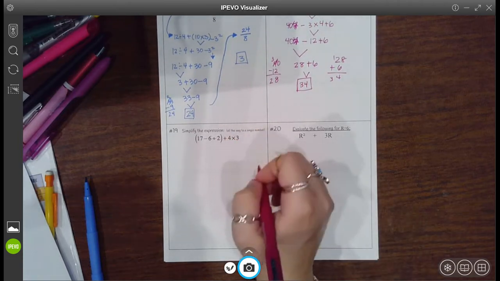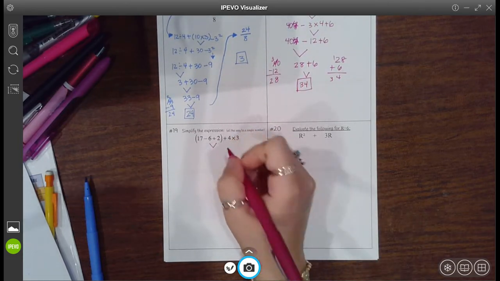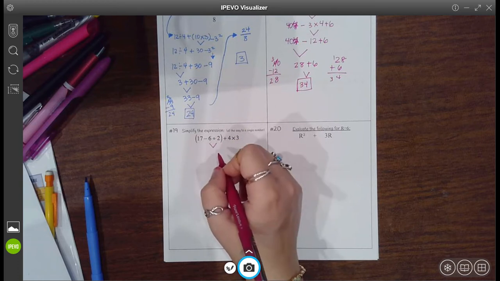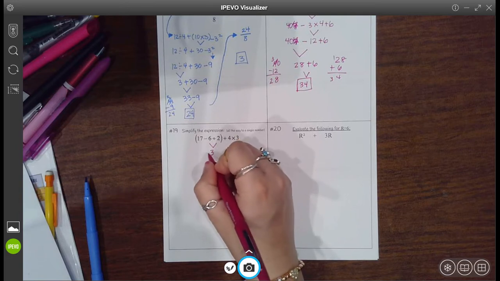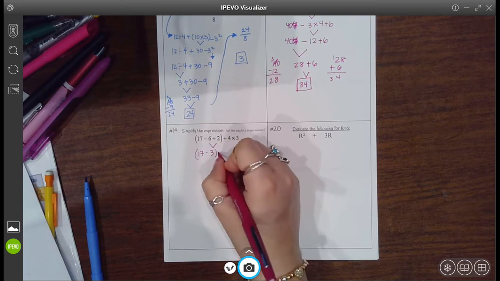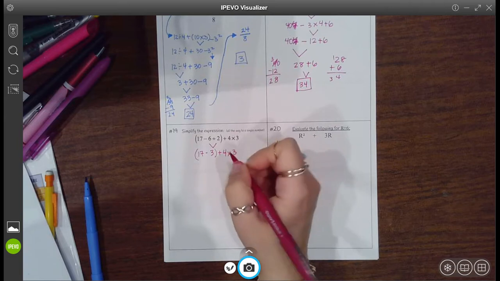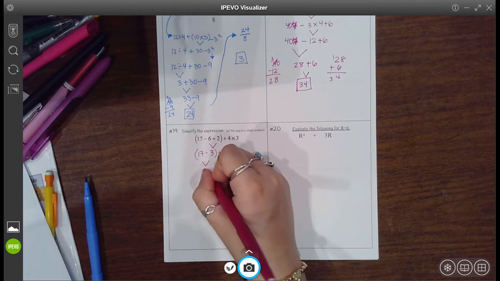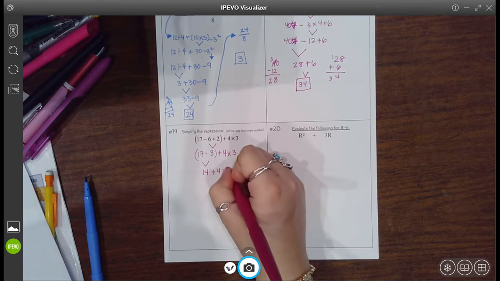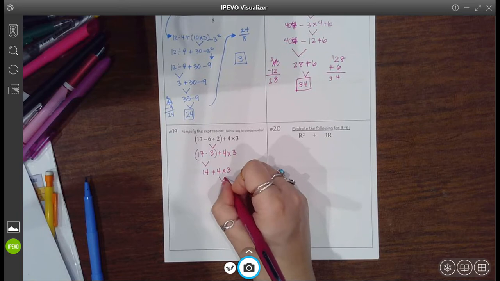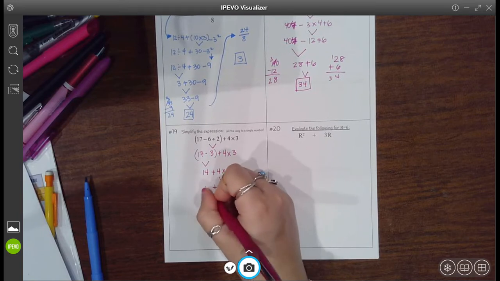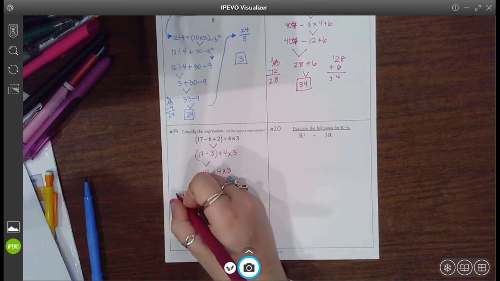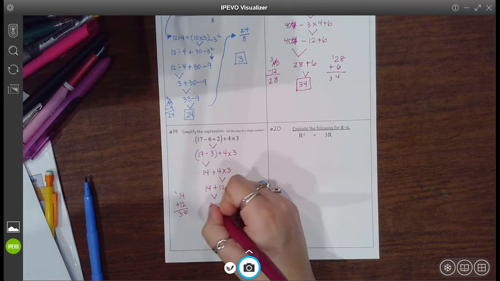Okay, the next one. Do you see any parentheses? Yes. Right here. Inside the parentheses, order of operations still applies. So do division before subtracting. And 6 divided by 2 is 3. Okay, and then we still need to simplify the parentheses. 17 minus 3 is 14. Okay, and then you have 4 times 3, which is 12. And 14 plus 12 is 36.